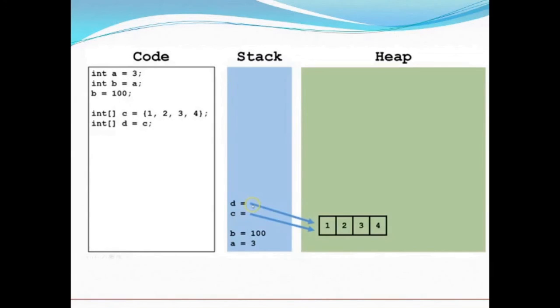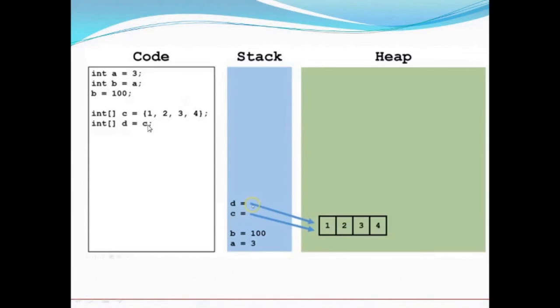So C is a reference type, and the variable C will be stored on the stack, but it will point to this 1, 2, 3, 4 array, this array comprising the values 1, 2, 3, and 4. This array will be stored on the heap, and C will point to it.